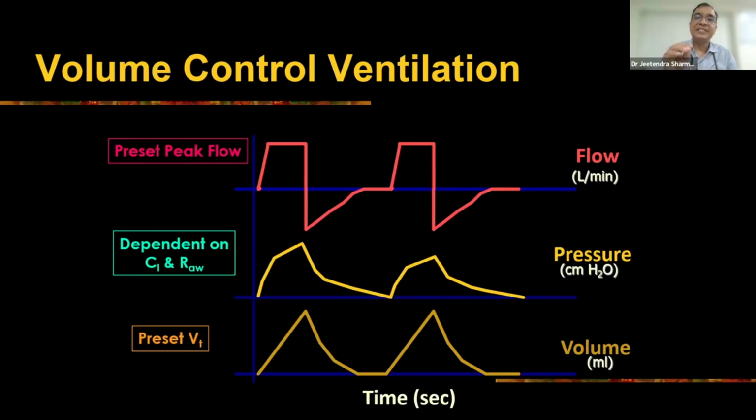And when I say, for example, 500 ml in 0.5 second means 1 liter per minute would be the flow, but how long will I give? 0.5 second only. Eventually it comes to 500 ml. So that cycling would be a volume. If you understood this, it is okay. Even if you didn't understand, just remember this: in volume control, time triggering, flow limit, volume cycle.